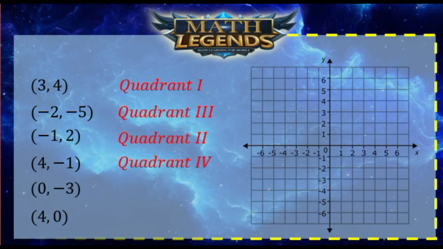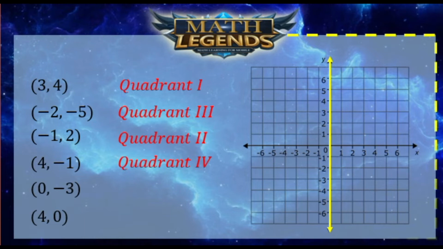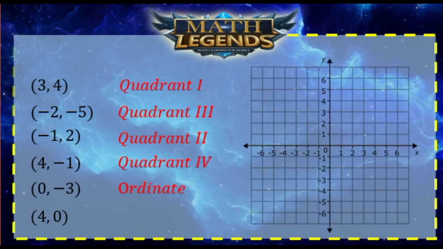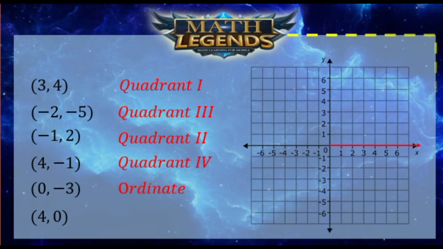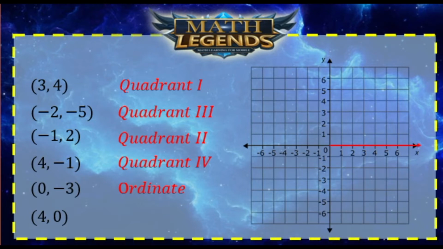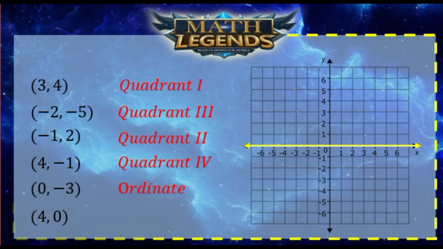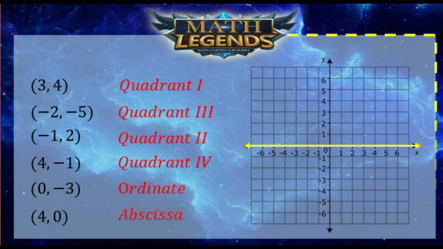And for the next one, 0 and negative 3, our x is 0 and our y is negative 3, which is along the negative y. So therefore, the point is located along the y-axis, also known as the ordinate. And for the last one, we have 4 and 0, wherein we have x that is 4, that is along the positive x, and we have y that is 0. So therefore, the point is located along the x-axis, also known as the abscissa.